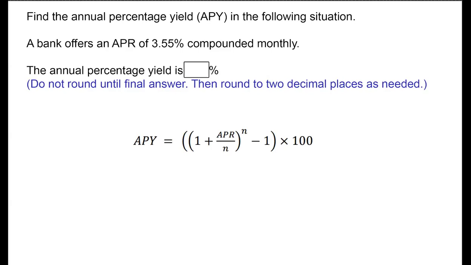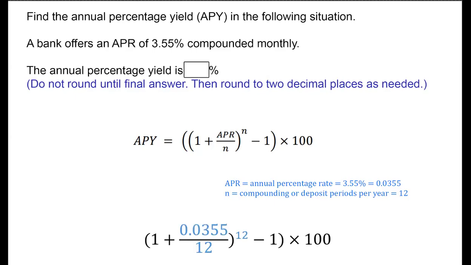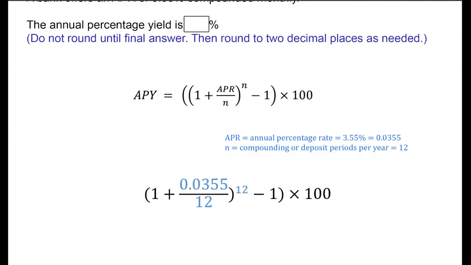So before we do that, though, let's identify the values. The only values we have to identify are APR and N. APR is the annual percentage rate. They told us it was 3.55%, which as a decimal is 0.0355. N is the compounding periods per year, or if it's a different kind of problem, it might be the deposits per year. But this one's compounding, and it says monthly, 12 months in a year, so N is 12. So if I plug in my APR and my N, I don't have to plug in a lot. APR pops up in one place, and then the N pops up in two places. I'm going to end up with this.